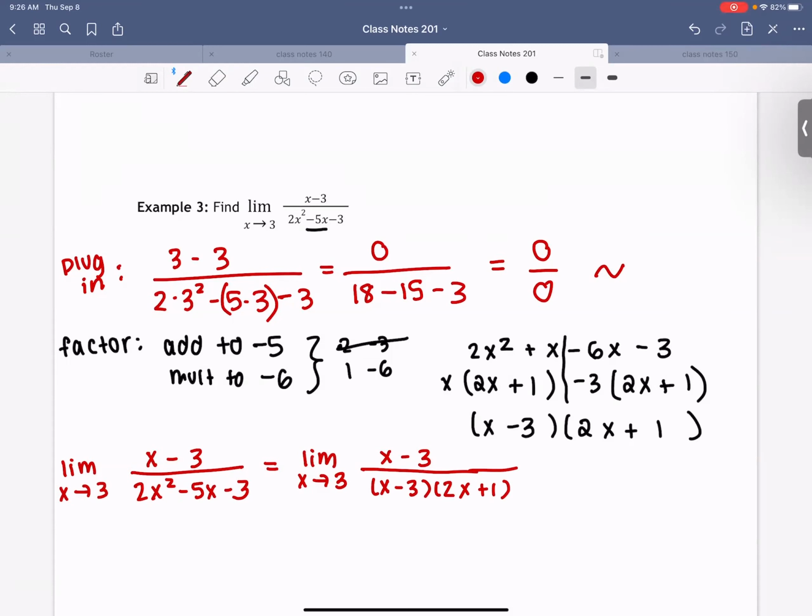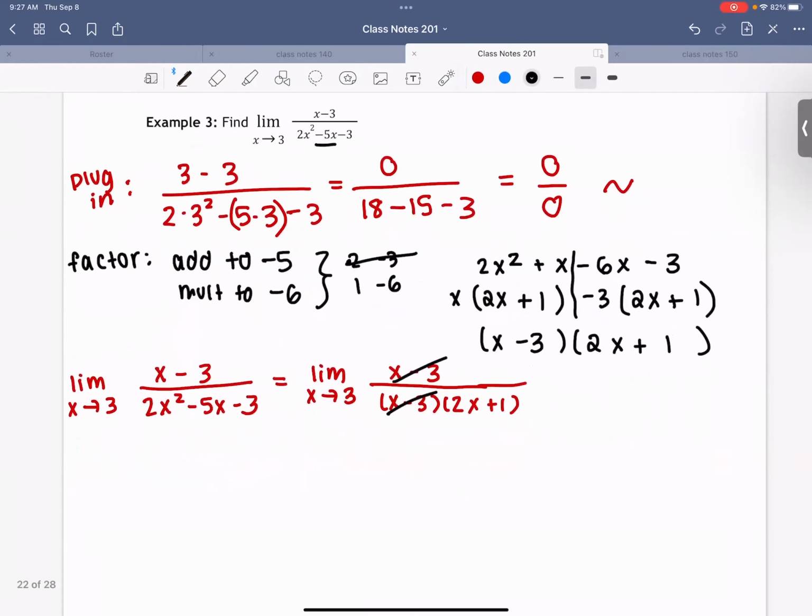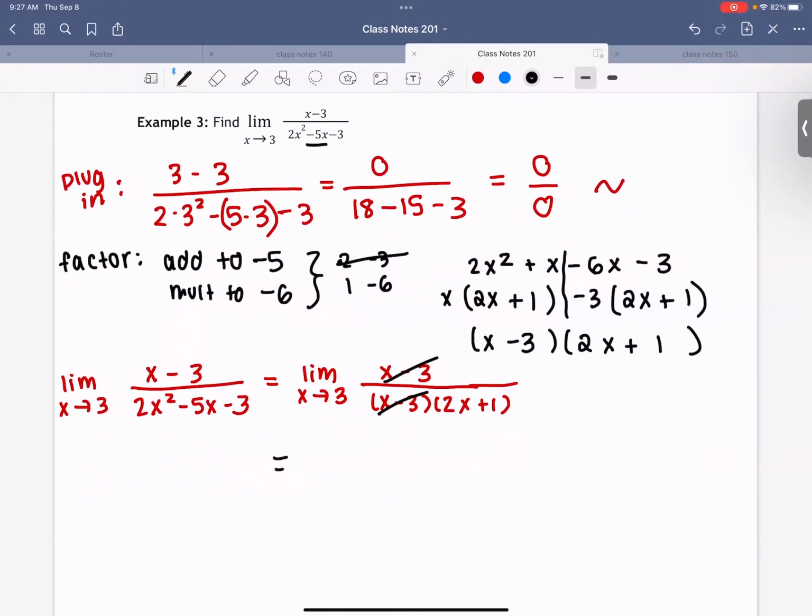Anything I can do here? Take out the x - 3. Yeah, we can cancel out the x minus 3's, right? Because they're the same on the top and bottom. Sounds about right. This becomes the limit as x approaches 3 of 1 over 2x plus 1.